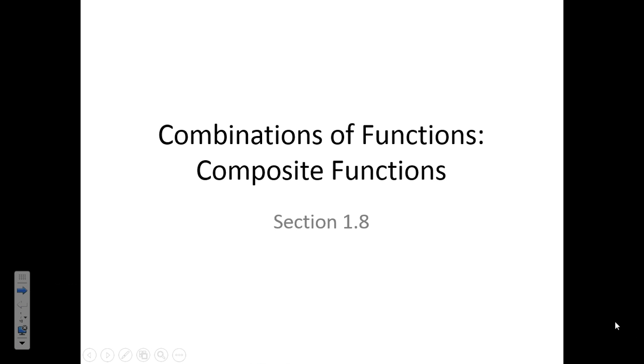Okay, section 1.8 is on combinations of functions and something called composite functions.